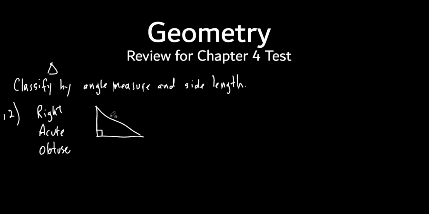All right, so what would you call this? You would call it right, okay? Even though it's got a couple acute angles in here, this is still a right triangle because if it's got one right angle, it's called a right triangle. Remember that?